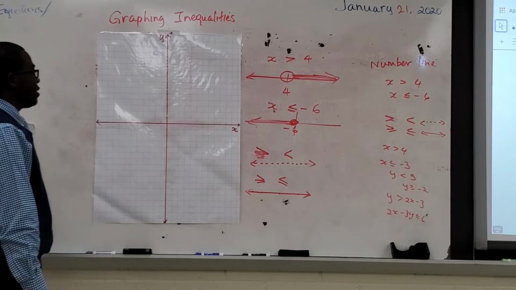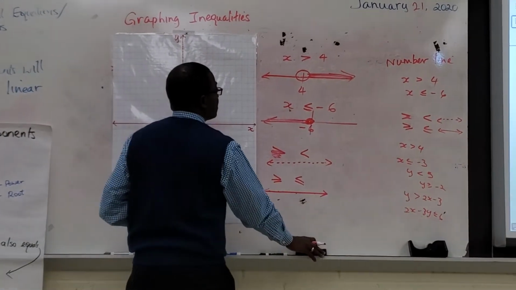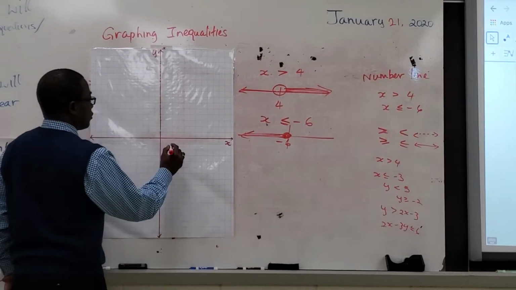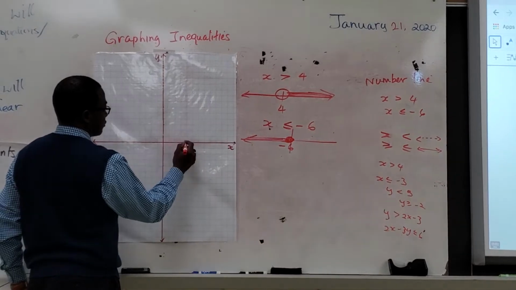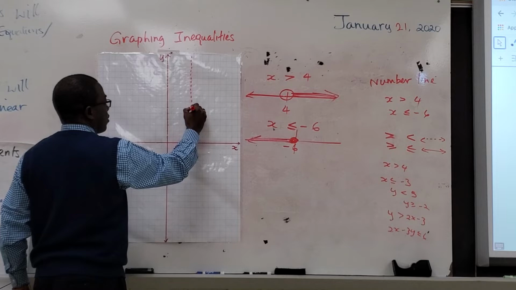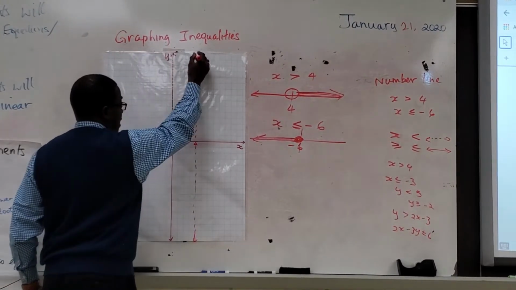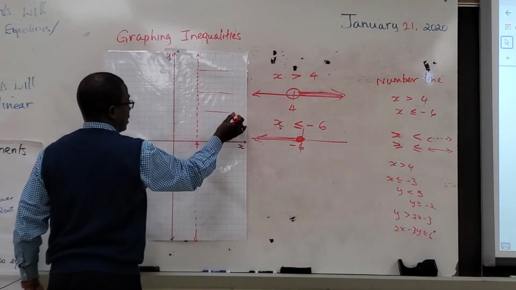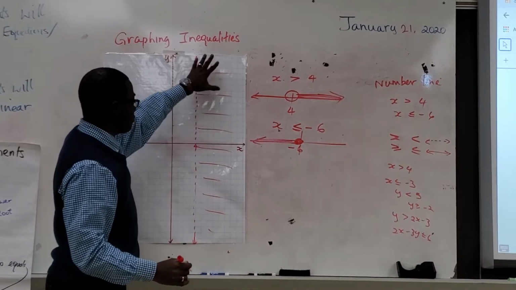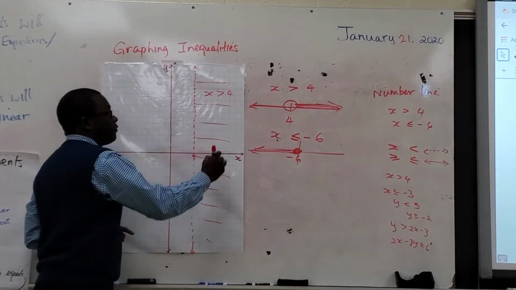Here's an example. What if I wanted to graph x is greater than 4? Not on a number line this time, but on a coordinate plane. So here, if I have 0, 1, 2, 3, 4, this is my boundary line. So I'm going to draw a broken line right here through x equals 4, a vertical line. And then everywhere over here is going to be shaded, because every single coordinate point in that region will have an x value greater than 4.